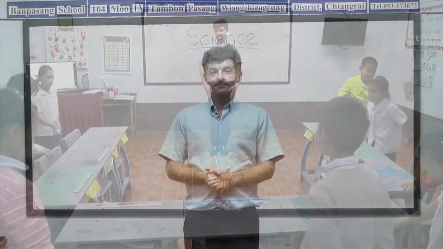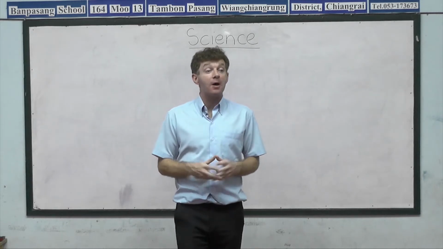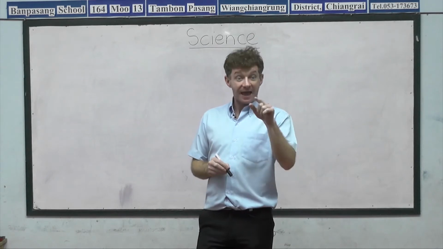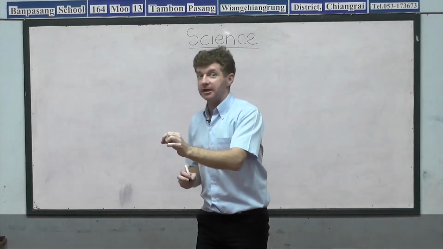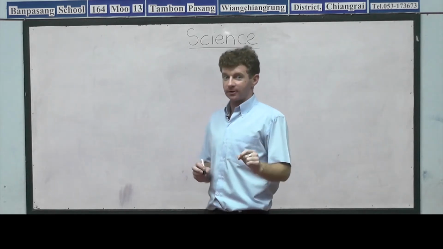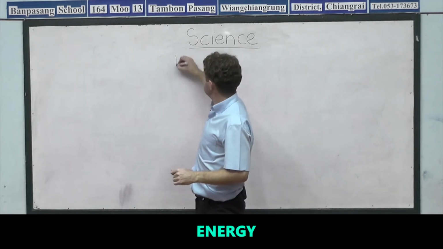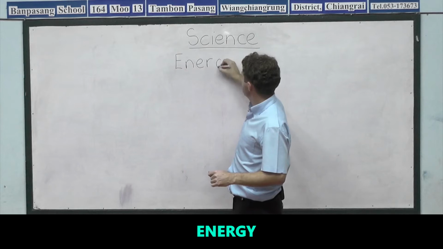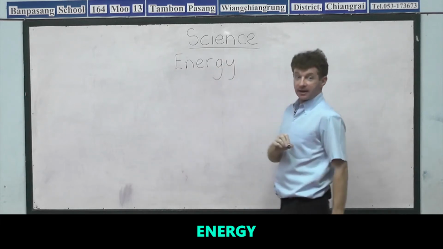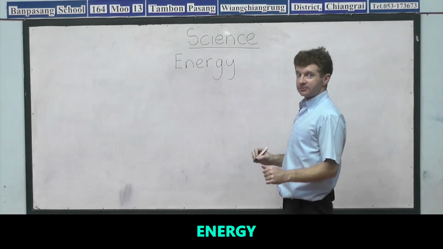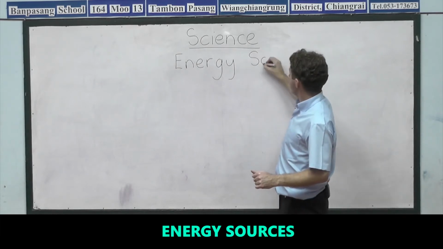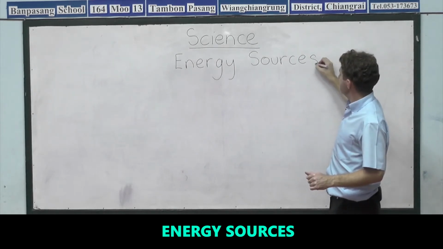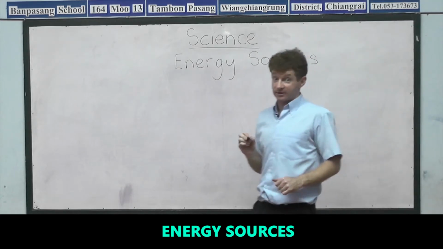Have a seat. So who can tell me what we learnt about in the previous science lesson? Energy. Excellent. Well done. We learned about energy and energy sources. How do we spell energy? E-N-E-R-G-Y. Energy. Sources. S-O-U-R-C-E-S. Energy sources.